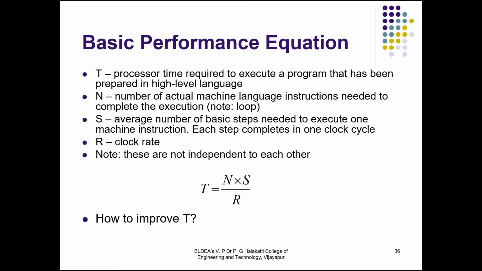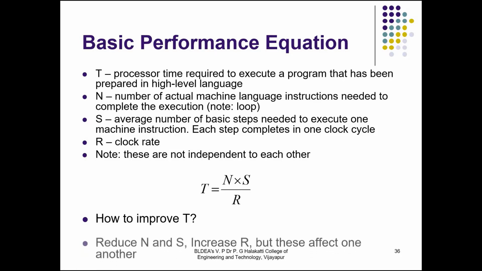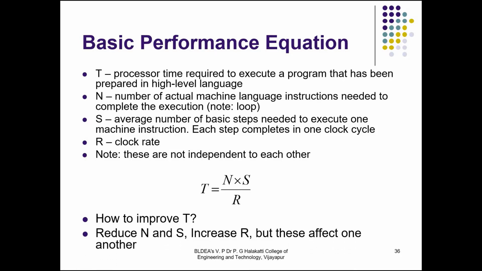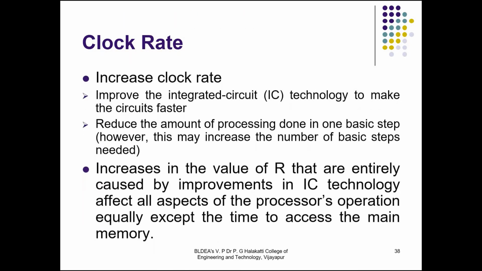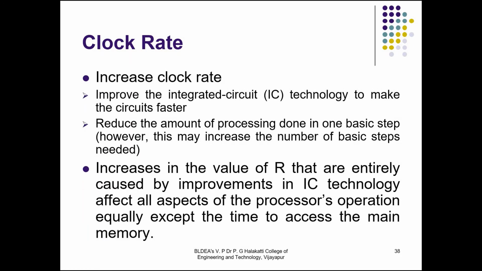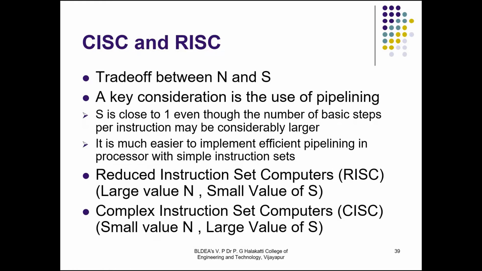So our main intention was to improve T, the time required by the processor to execute a program. To do that we said N and S should be small and R should be high, so that we can increase the performance of the system. We saw how using pipelining and superscalar operation we can reduce S, and using integrated circuits with improved technology we can increase R.